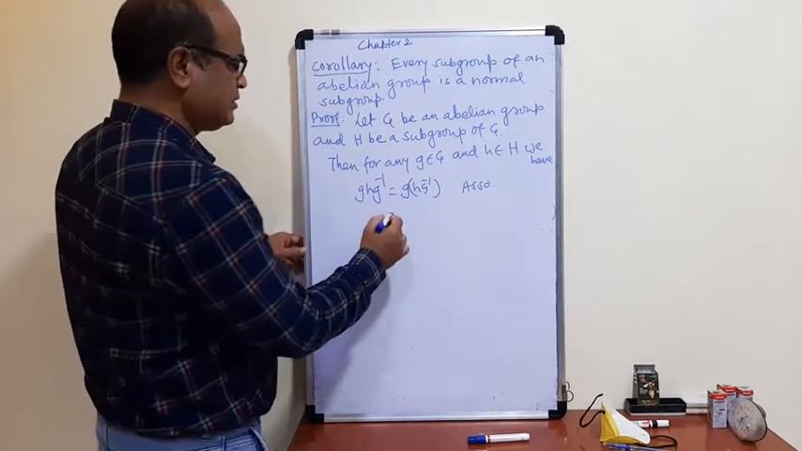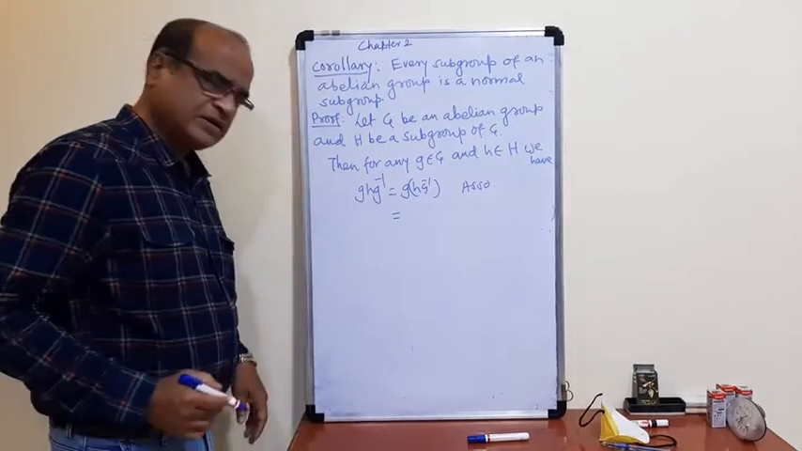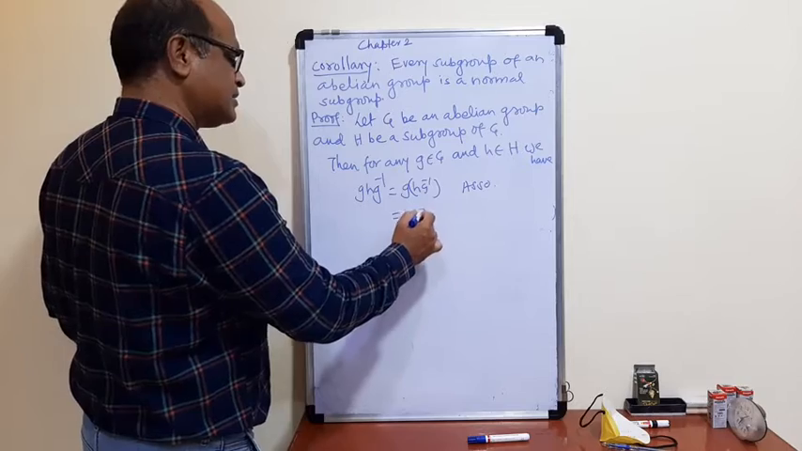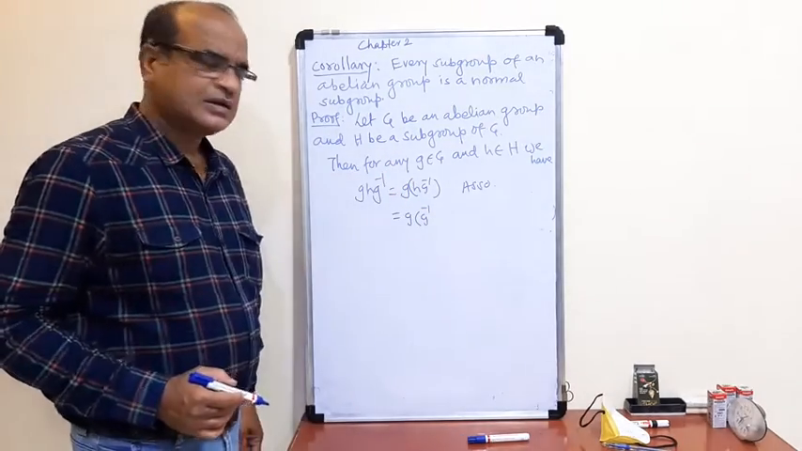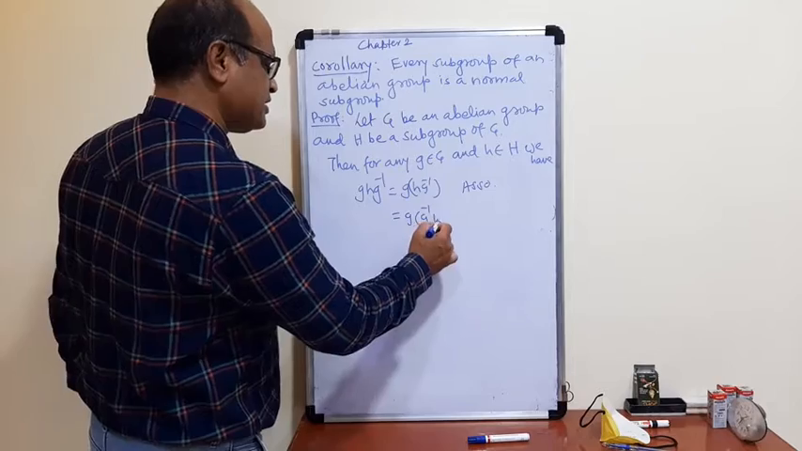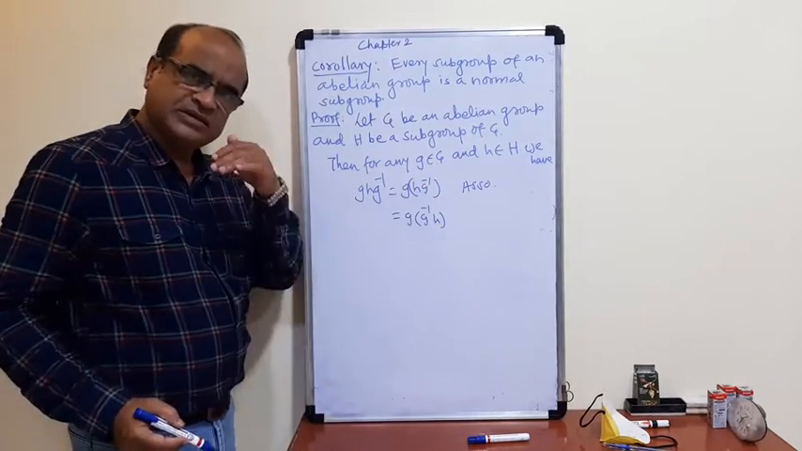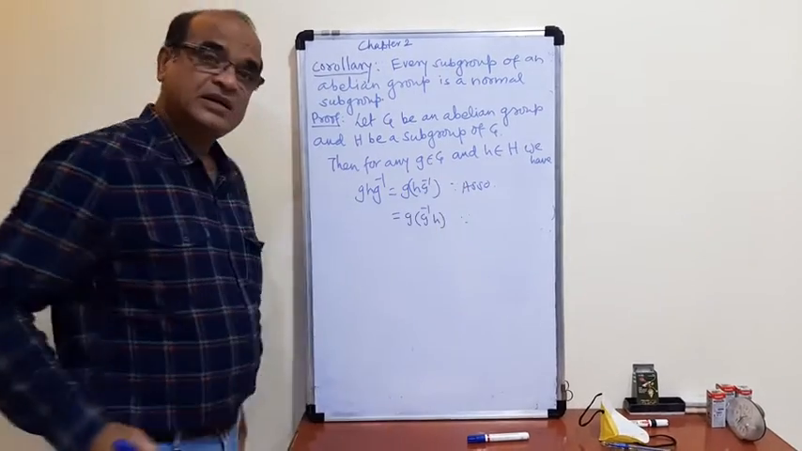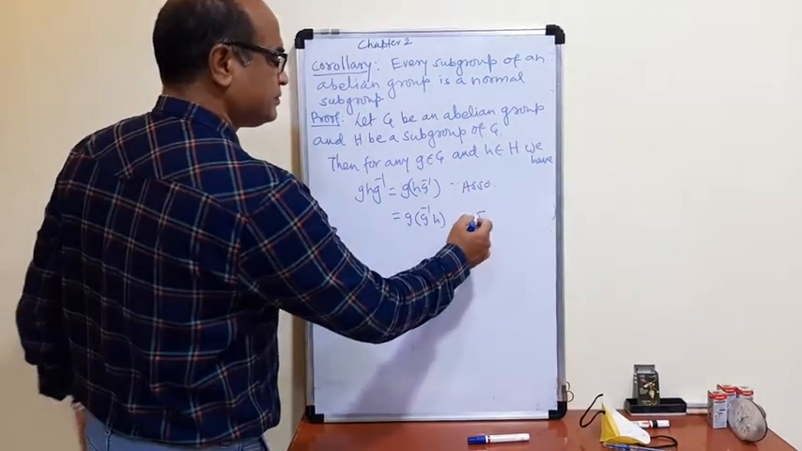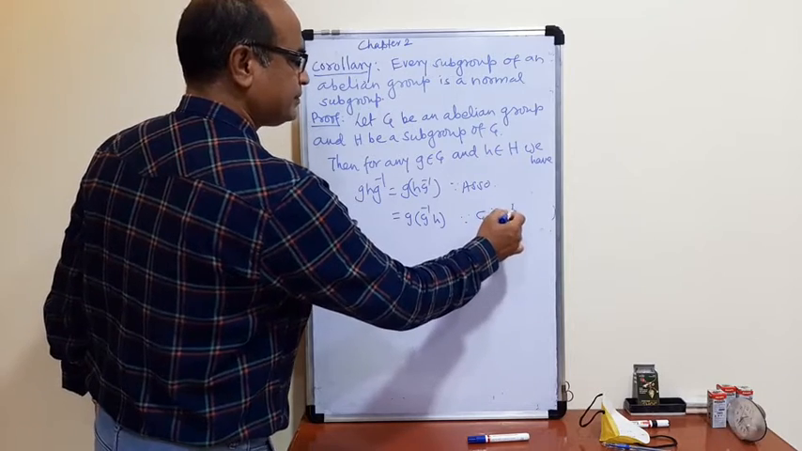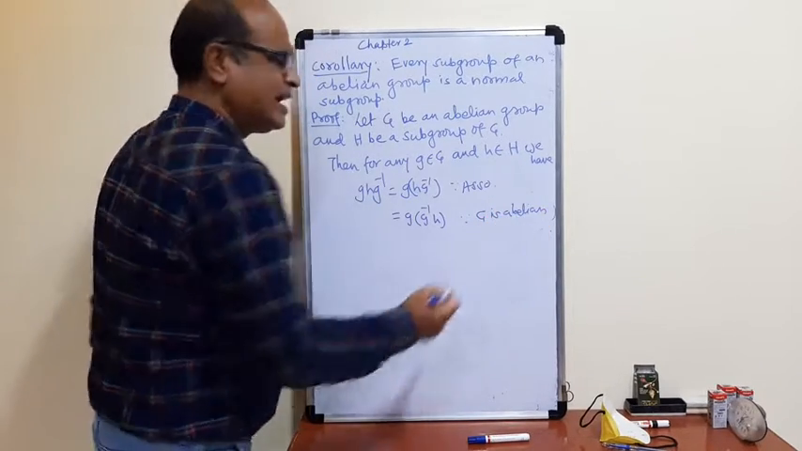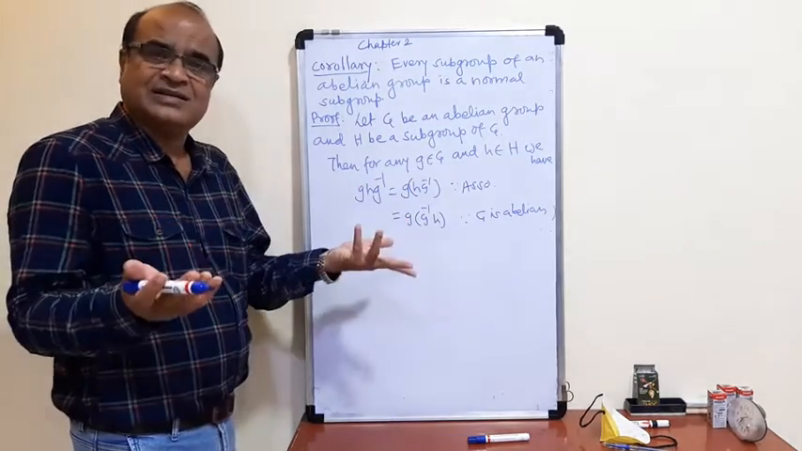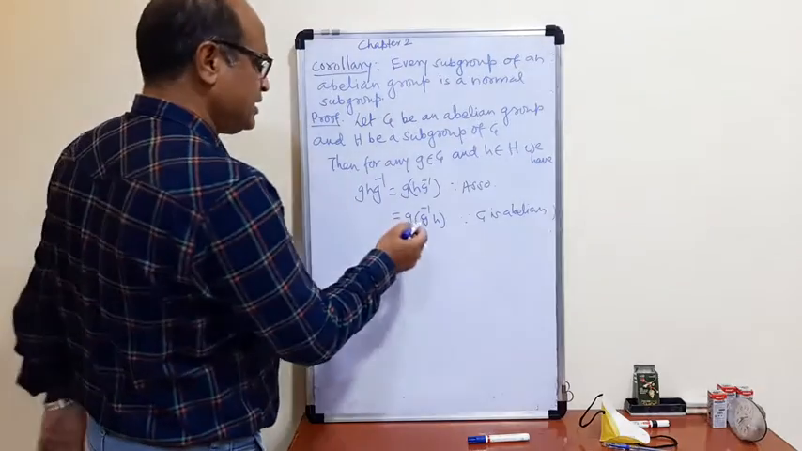So what happened here? G times h g inverse, and h g inverse can be written as g inverse h, since G is an abelian group. Abelian means the commutative property holds. So h g inverse is equal to g inverse h. That is commutativity.